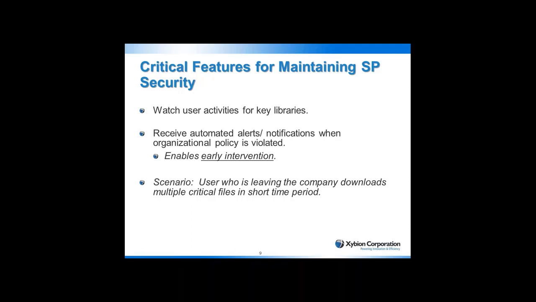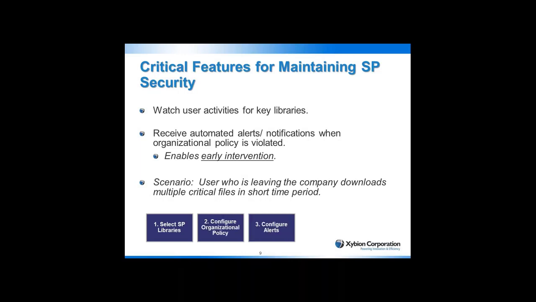So the one most common scenario that we run into that we have to address is users leaving the company. They download multiple critical files in a very short period of time. How do you know that that's actually happening? How are you able to stop that from actually happening? So number one, you're selecting the SharePoint libraries. Number two, you're configuring organizational policy. Number three, you're configuring the alert mechanisms and receiving the automated reports. And then, of course, it's prompting you for early intervention.